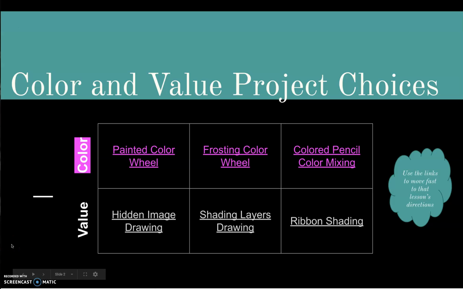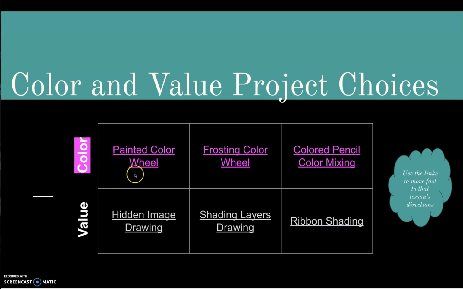So this is the choice board. So for color, there are 3 choices, and for value, there are 3 choices. Do you see in that little bubble it says use the links to move fast to that lesson's directions? So these are hyperlinks. You could go through the slideshow one slide at a time, but you might get a little confused. I want to show you how to use the hyperlinks.